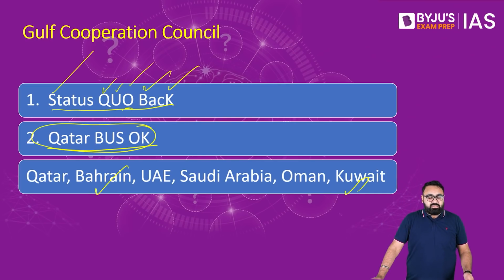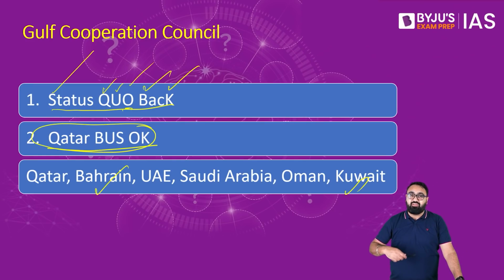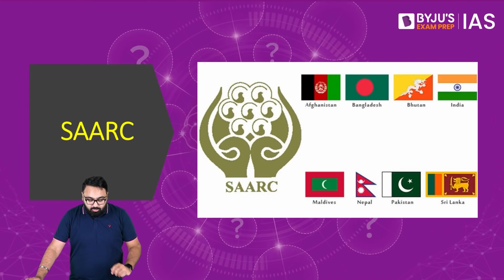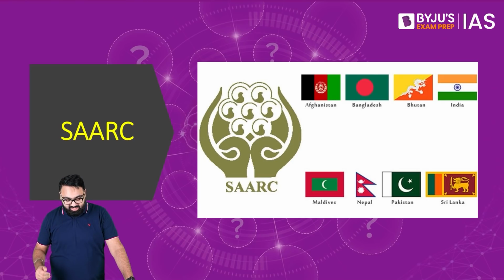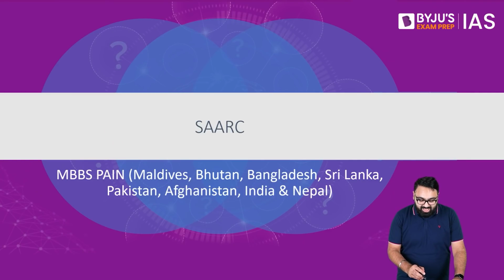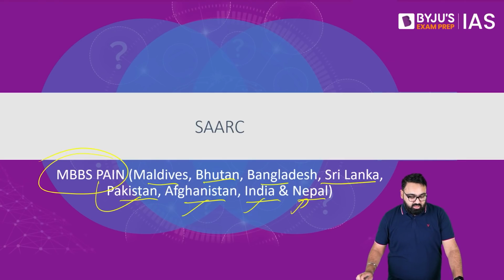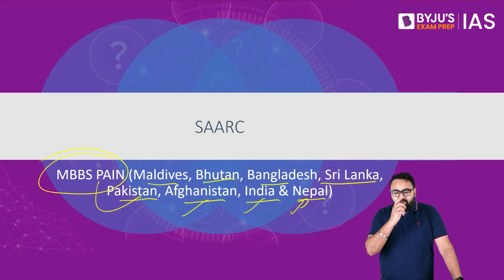At the first instance, these mnemonics might not sound like the easiest way to remember, but in the long run, trust me, they can be extremely helpful if you revise them multiple times. The next group, SAARC, which I sincerely hope all of you remember even without mnemonics. But even if you do need help, the easiest mnemonic to remember SAARC is MBBS Spain. Maldives, Bhutan, Bangladesh, Sri Lanka, and then PAIN, that is Pakistan, Afghanistan, India, and Nepal. So MBBS Spain can be a perfect mnemonic to remember the SAARC group of nations.